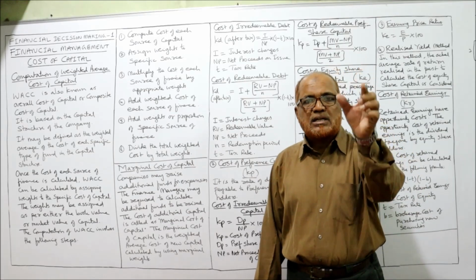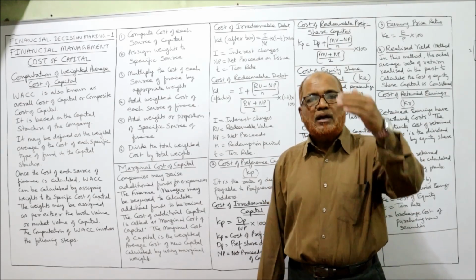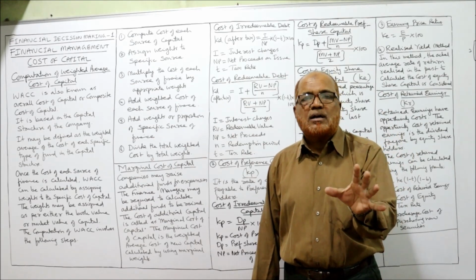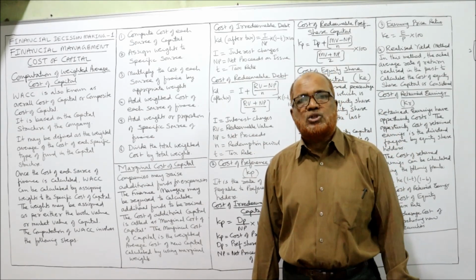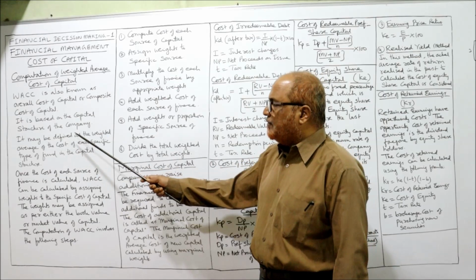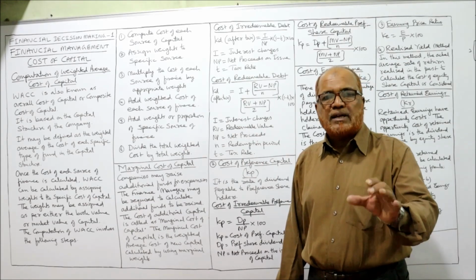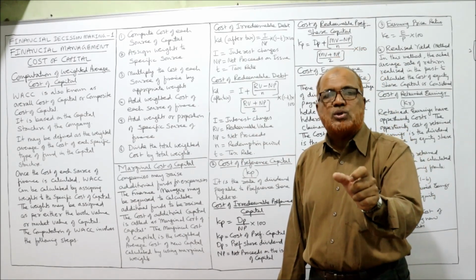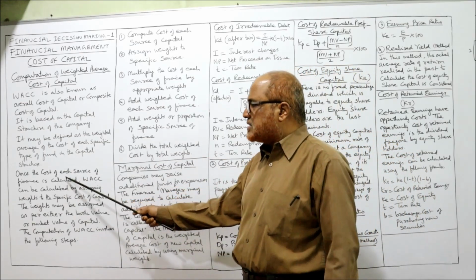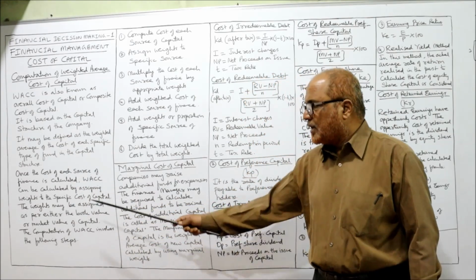Capital structure means the combination of all the different types of capital: equity, preference, debentures, loan, retained earnings. All these combined together constitute the capital structure. So WACC will be calculated for the capital structure. It may be defined as the weighted average cost of each specific source of fund in the capital structure. After calculating the specific cost of each source of capital, only then can we calculate WACC.